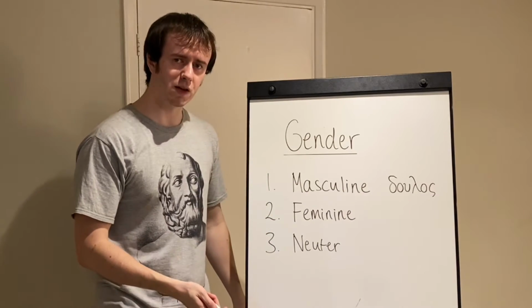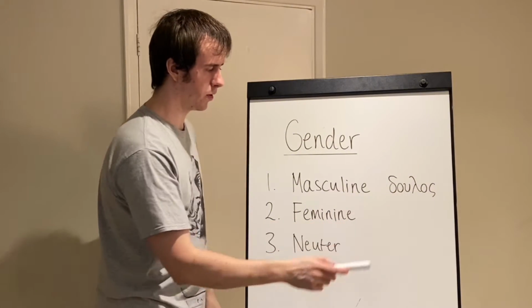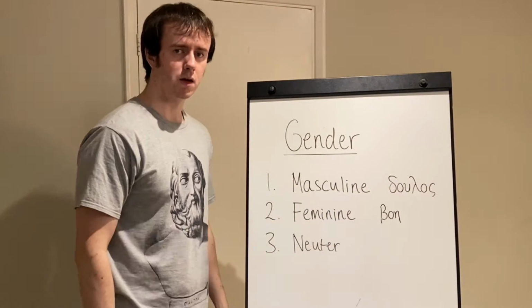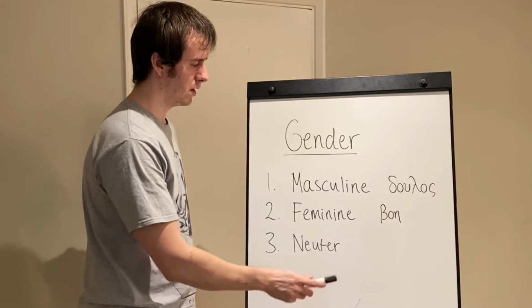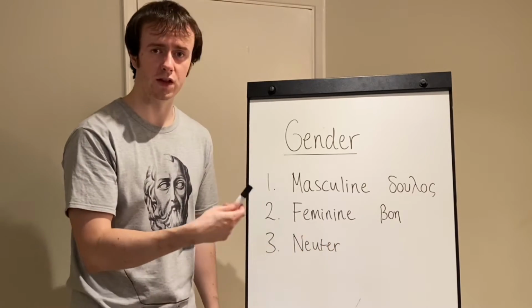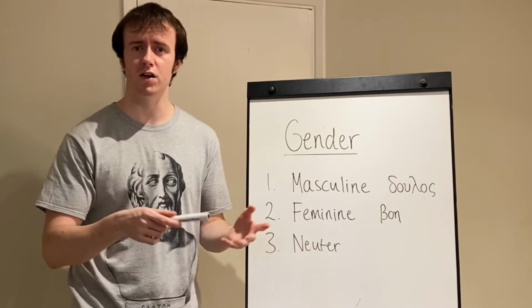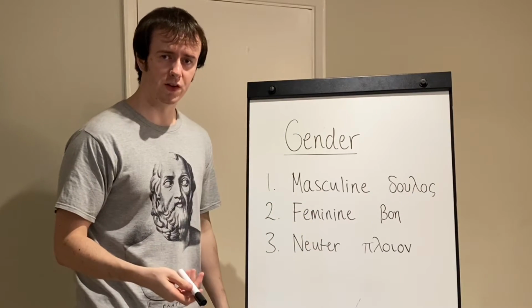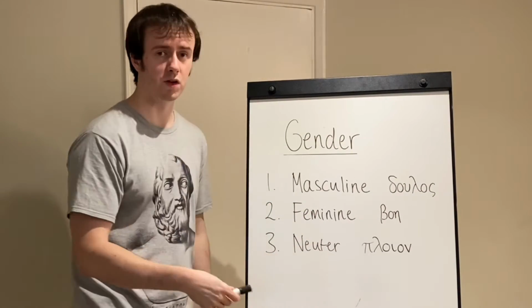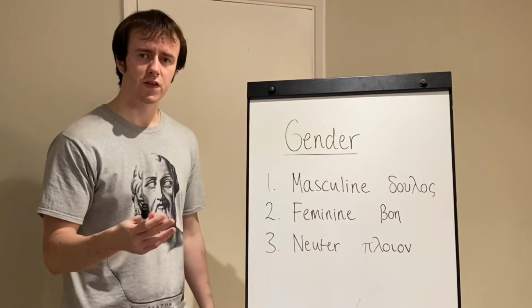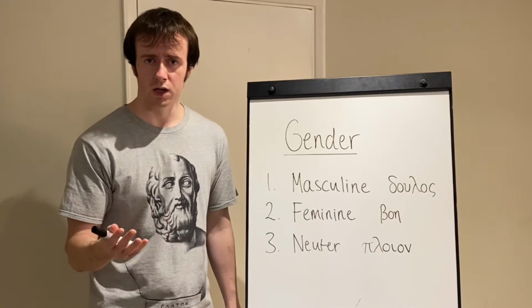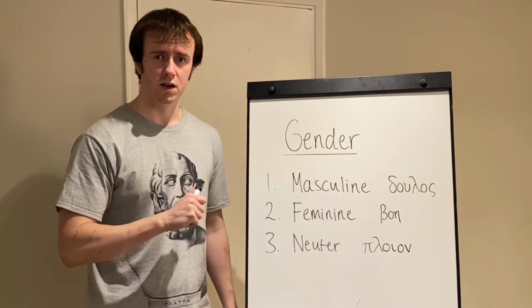An example of a masculine noun is the word doulos, which means slave. An example of a feminine noun is the word boe, which means shout. As a noun, that is, as in the sentence, I heard a shout. And an example of a neuter noun is ploion, which means ship. Whenever you learn the meaning of an ancient Greek noun, you should remember its gender as well.